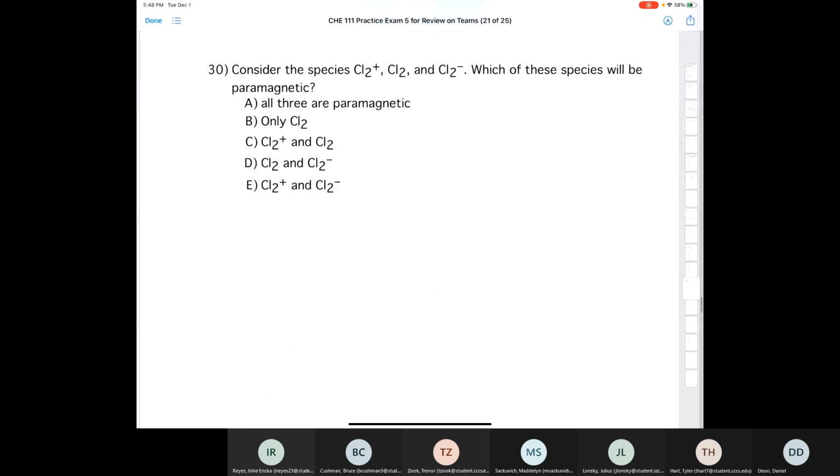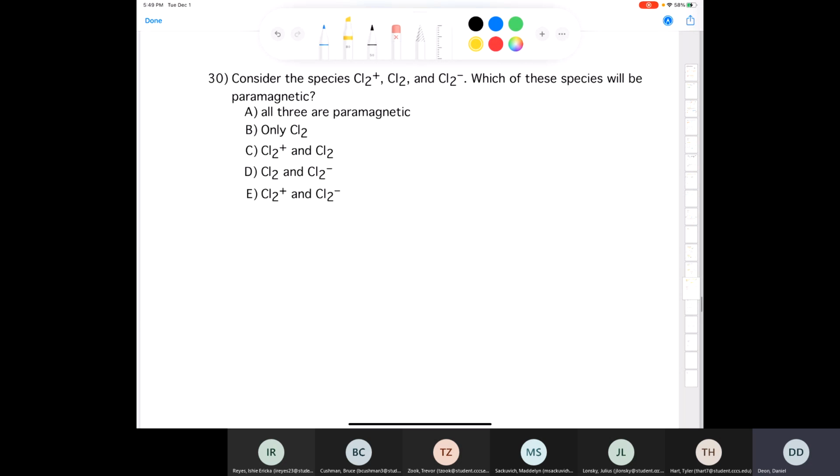Number 30. Consider the dichlorine with a positive charge, chlorine, and chlorine with a negative charge. I should say it like this: a chlorine cation, a chlorine molecule, and a chlorine anion. That's the best way to say it. Which of these species is paramagnetic? Now, keep in mind that chlorine is in the third period.